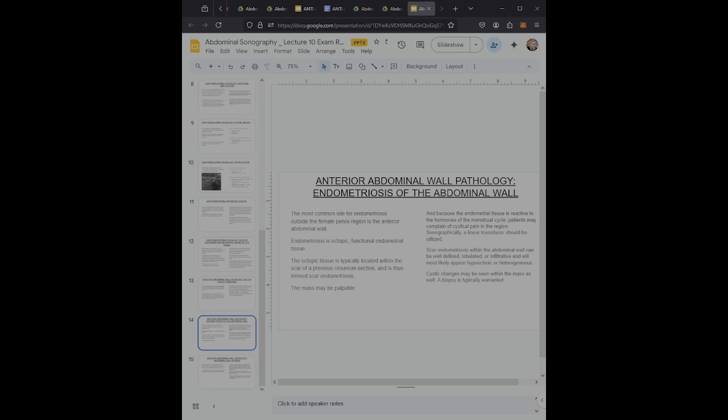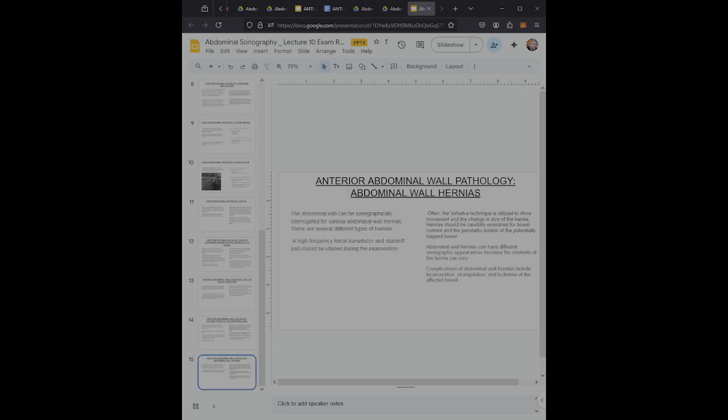Endometriosis. The most common site of this after the pelvic region is the abdominal wall. Endometriosis is ectopic functional endometrial tissue, and it's typically located within the scar of a previous cesarean section, and is thus termed scar endometriosis. We would see well-defined lobulated infiltrating masses that are hypoechoic to the adjacent soft tissue.